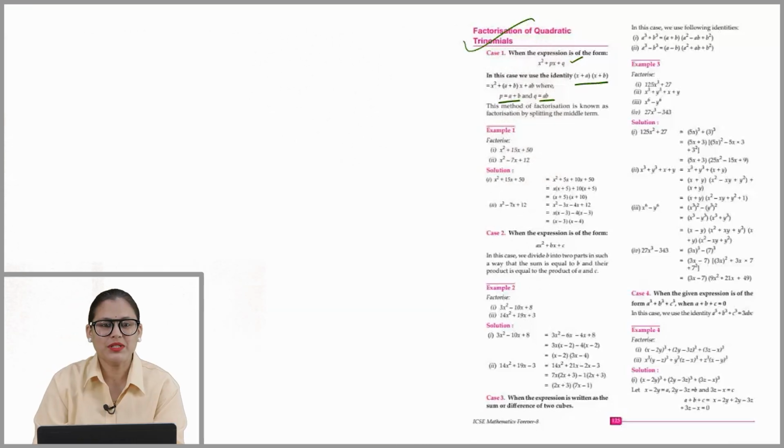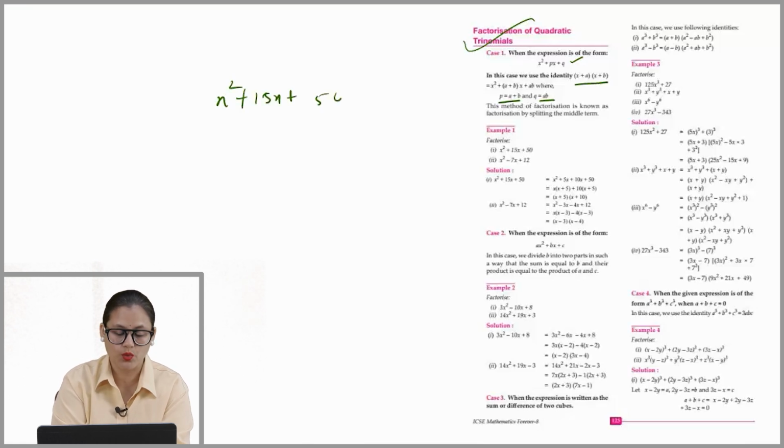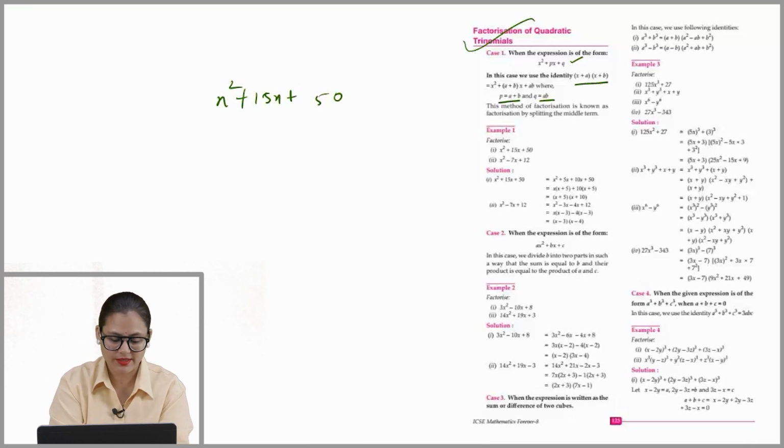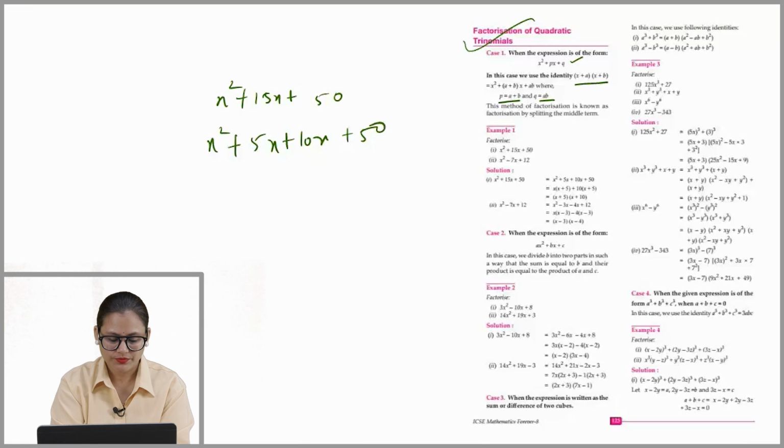Let's do the example. x square plus 15x plus 50. So, what we have to do is split the middle term. How will we write it? We will write x square plus 5x plus 10x, because 5x plus 10x is 15x, right? Now, take common factor x plus 5.